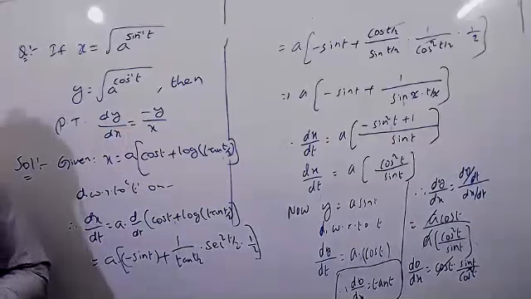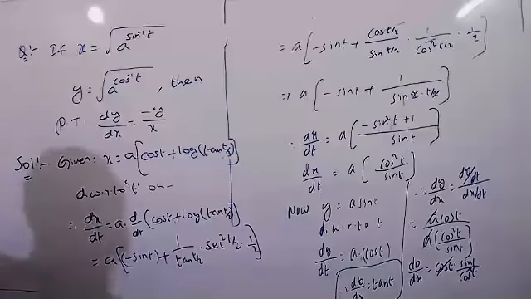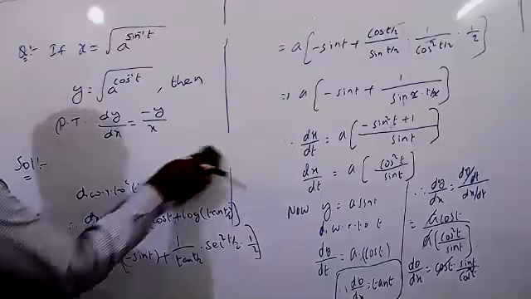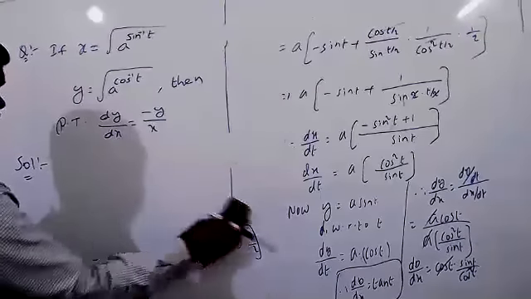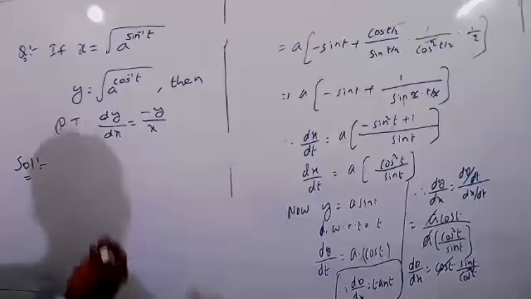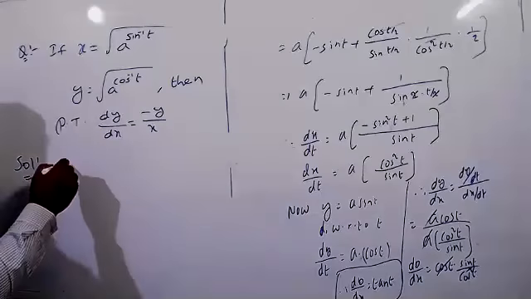Okay, this is the next one. If x equals root of a power sin inverse t and y equals root of a power cos inverse t, then we have to prove that dy by dx equals minus y by x. If you know, you can try yourself, but I will also give the solution to you. If you get any doubt in between, then look at the board and listen to me. First you can take care now.